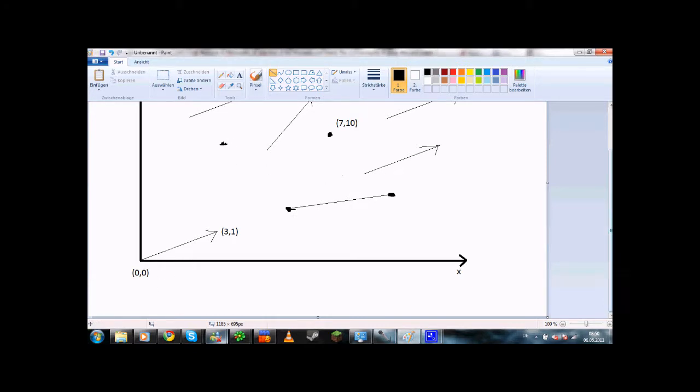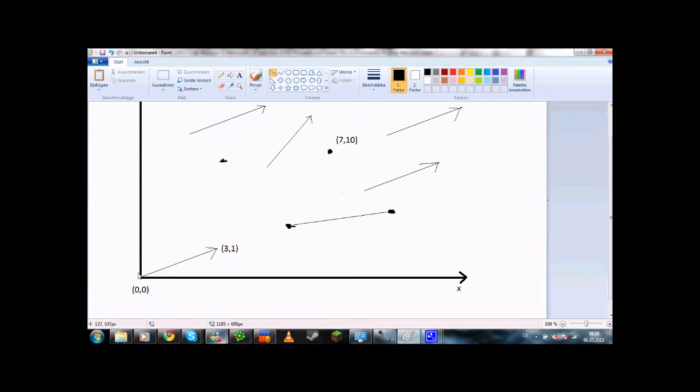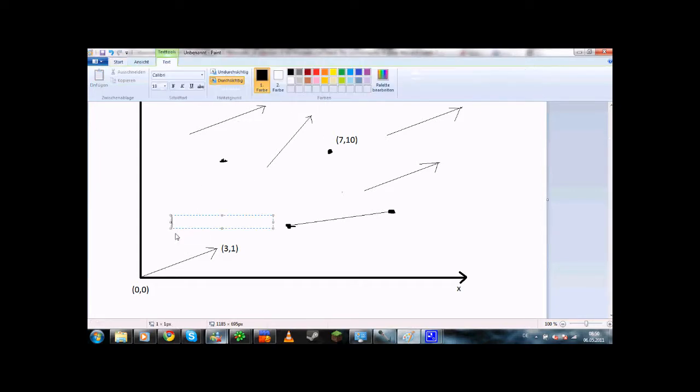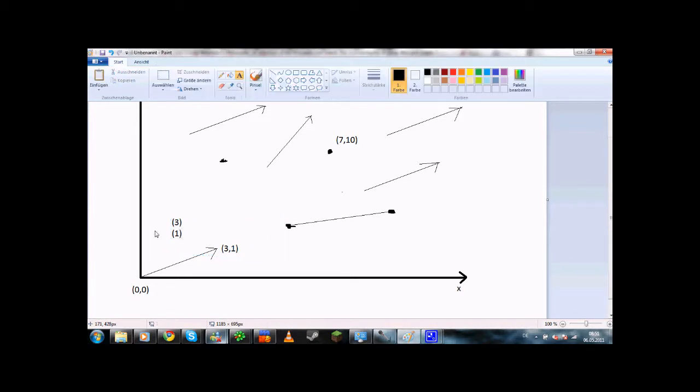So if this vector would now point at 3, 1, then this vector would have 3, 1. Usually that's just one big bracket, but it doesn't allow it. So here you go. That vector would be 3, 1, and it would point to the point 3, 1.